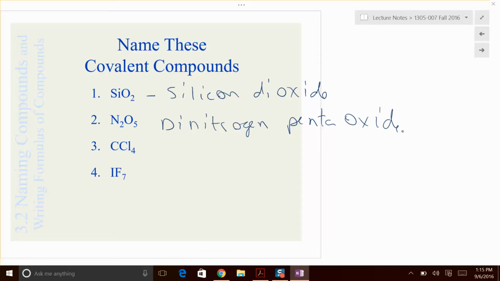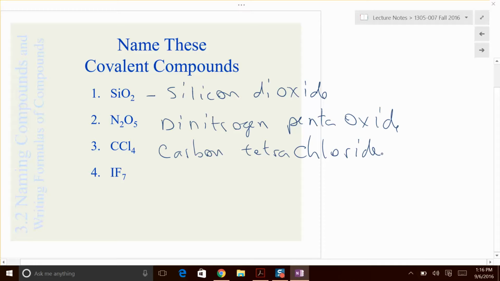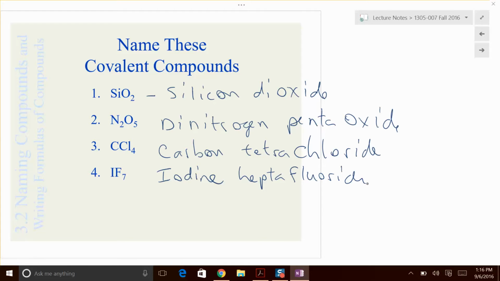Okay, how about the next one? Carbon tetrachloride. Good. Iodine heptafluoride. Okay, that's all there is to naming covalent compounds. That's it. That's all you have to do. You just simply have to say how many there are of everything.